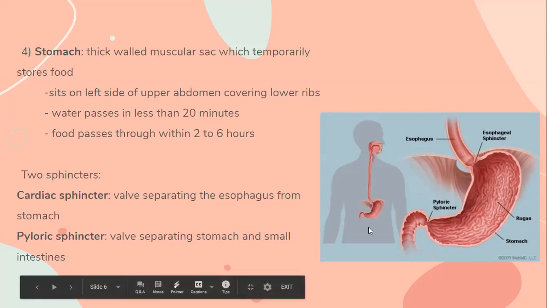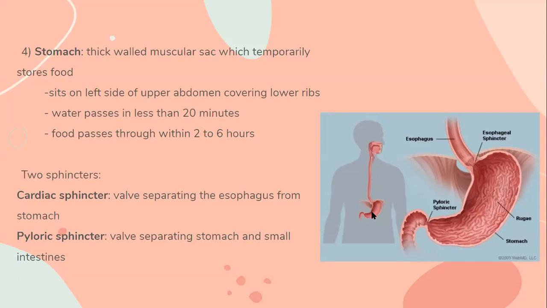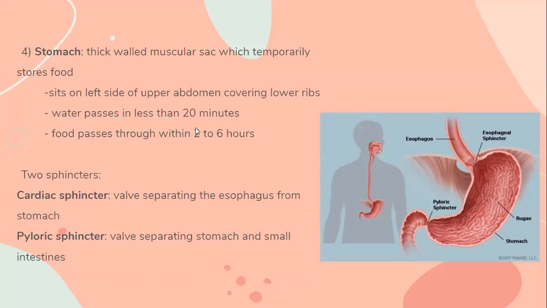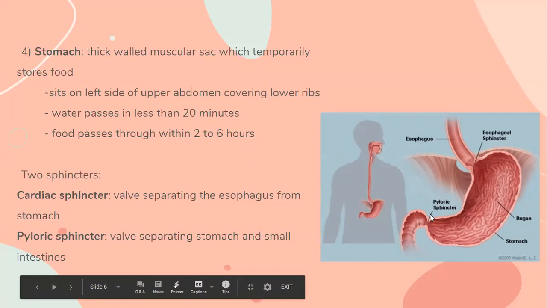As you can see in the picture, it's a lot higher than you think. Water passes through the stomach in less than 20 minutes actually, and food passes through within 2 to 6 hours. So anywhere in that time frame, your stomach is digesting, and it will leave within 2 to 6 hours. That's why your breakfast, lunch, and dinner are spaced 2 to 6 hours apart, because once your stomach is empty, you're hungry.